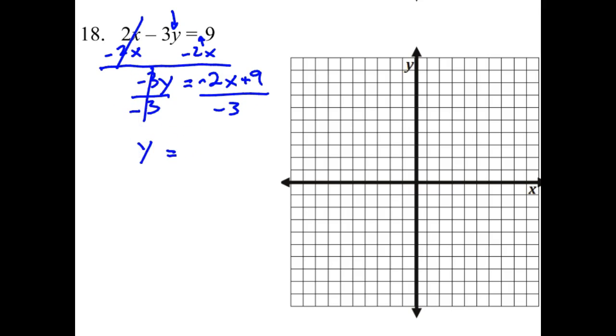Y equals, and be careful here, we have a negative over a negative, so that's just going to be positive 2/3 x. And then we have 9 divided by -3 is -3. 1, 2, 3, up 2, right 3. There we go.